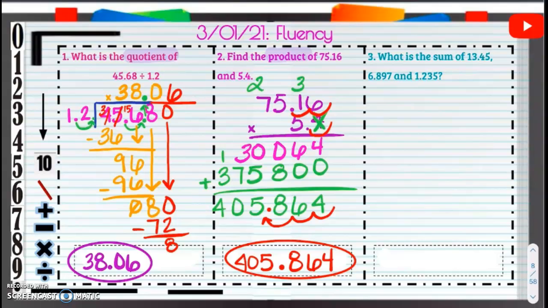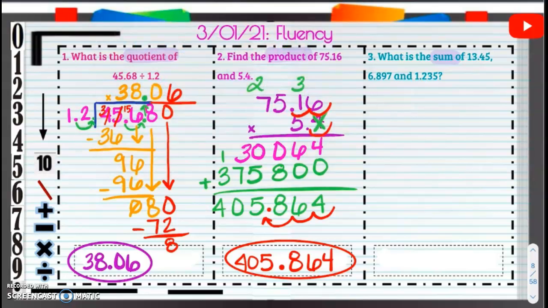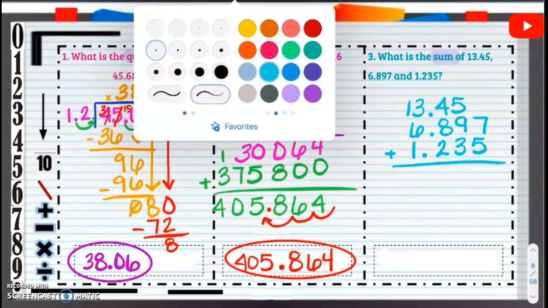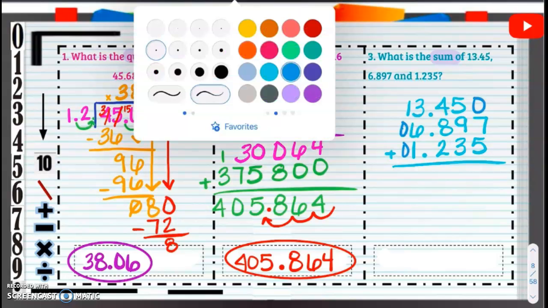Perfect. Let's do, last but not least, the sum. Oh, good, we can add them. Remember, when we're adding, we do have to line up those decimals. So 13 and 45 hundredths plus 6 and 897 thousandths and 1 and 235 thousandths. To add them up, we can put placeholder zeros if you would like to. 0, 0, 0.